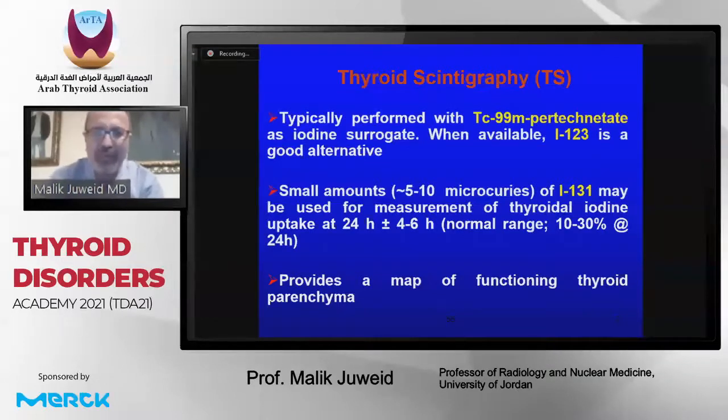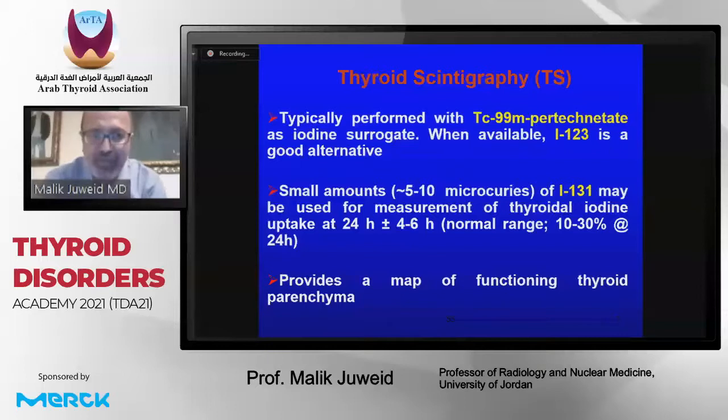You're all familiar with the most basic nuclear imaging approach of the thyroid, namely thyroid scintigraphy. It's now almost everywhere done with technetium-99m pertechnetate as an iodine surrogate. When available, however, iodine-123 is certainly a good alternative. We do use at our institution and elsewhere small amounts of iodine-131, 5 to 10 microcuries, to determine the uptake of thyroid at 24 hours, sometimes also at 4 to 6 hours. As you know, the normal range in our region is 10 to 30% at 24 hours.